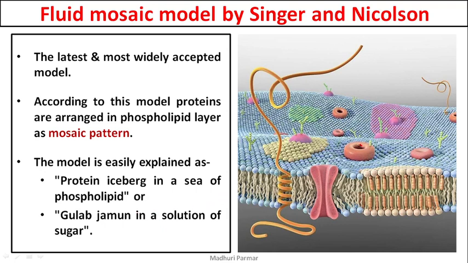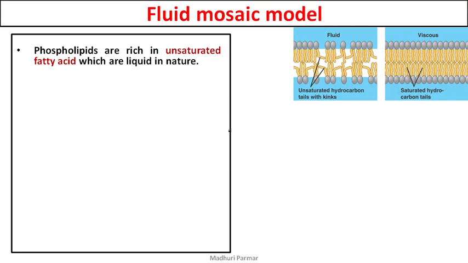Some of the gulab jamuns will be floating around, and some might have settled down. Some of the gulab jamuns will be in the sugar solution, the chashni. In that chashni, the solution, you can consider it is made of phospholipid, and the gulab jamuns are the proteins. Right. So the fluid mosaic model, we will discuss this in detail.